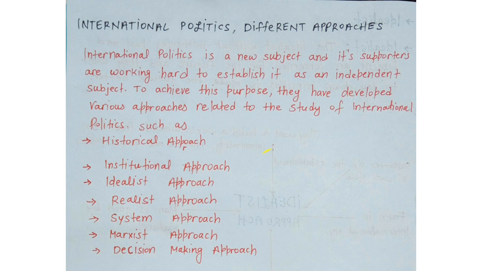Now the institutional approach. Well, what does it mean? The institutional approach is also an approach to study international politics. The thinkers who believe in the institutional approach believe in the creation of institutions. We are talking here about institutions at the world level, for example the European Union, United Nations, G7, G20, and so on. They also believe in the development of international law.